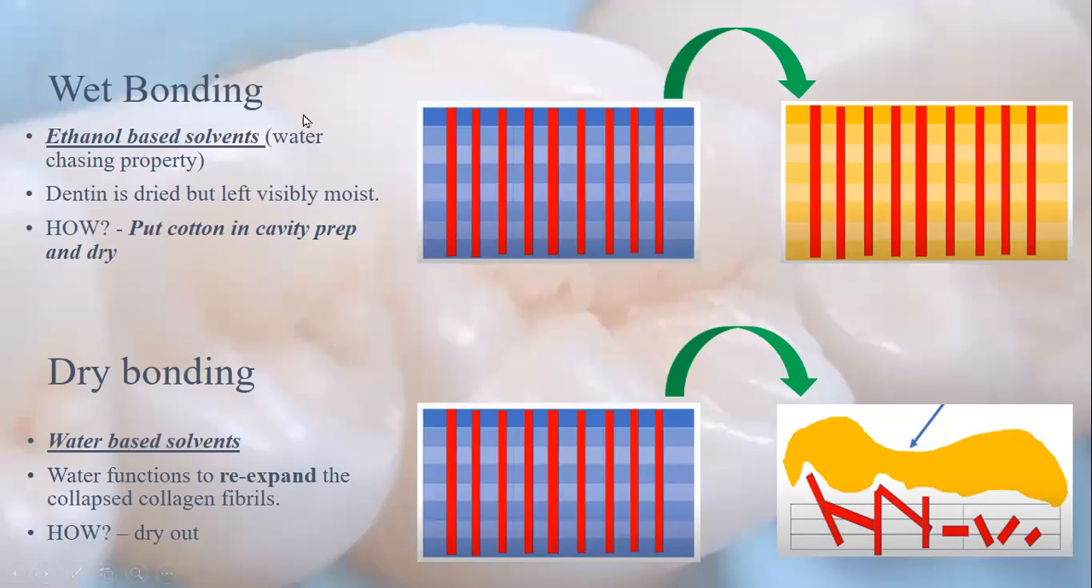So that is basically the difference between wet bonding and dry bonding. It's determined by the content of the solvents within the particular adhesive. If the adhesive has ethanol-based solvents, you use wet bonding, where you dry the dentine and leave it visibly moist. If you have water-based solvents, you dry out the dentine, and then you continue with the restoration.